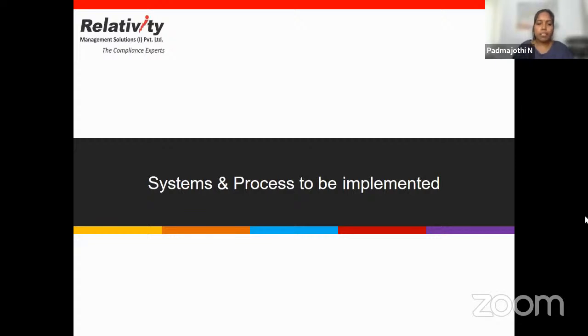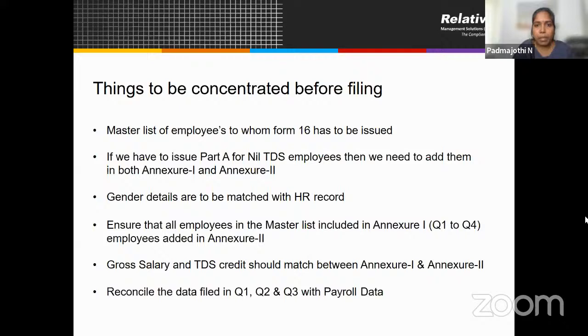Okay, we will go into detail. In this case, systems and processes are split into 3 major categories. One is what we have to concentrate on before filing the TDS return, the second is while we are filing the TDS return, and the third is after filing the TDS returns. So before starting this activity itself, we have to have a master list of employees to whom we have to issue the Form 16.